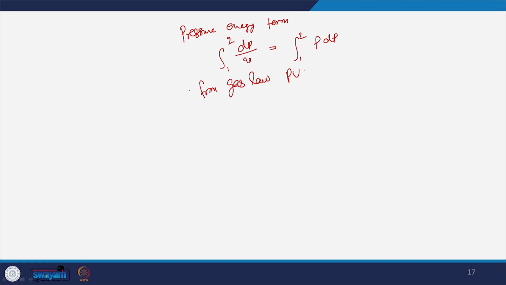Let us talk about the pressure energy term. The pressure energy term is integration from 1 to 2 dP upon V, that is 1 to 2 rho dP. Now, from the gas law, PV is equal to nZRT. Z is the compressibility factor.